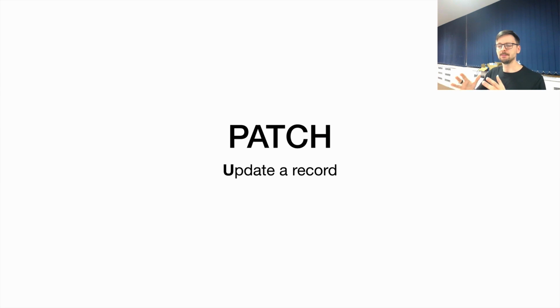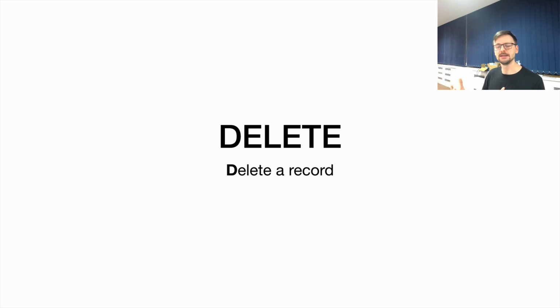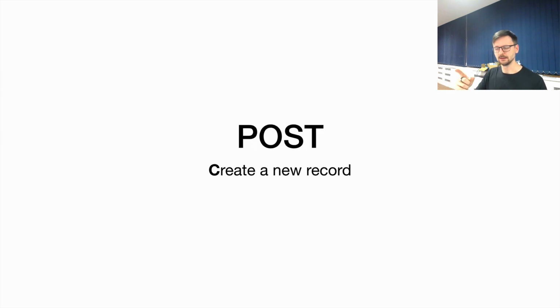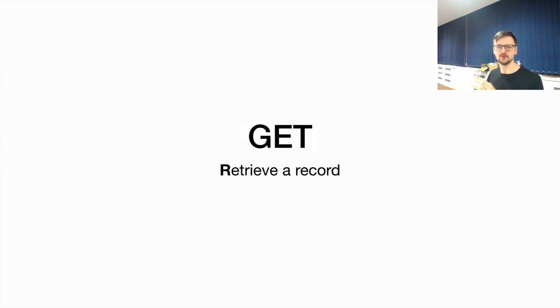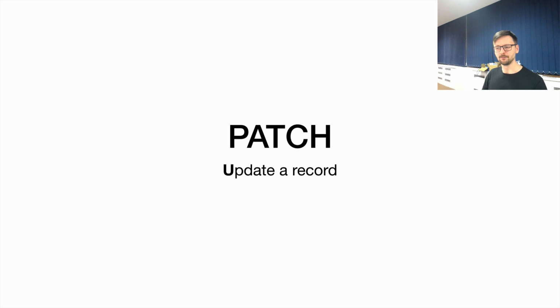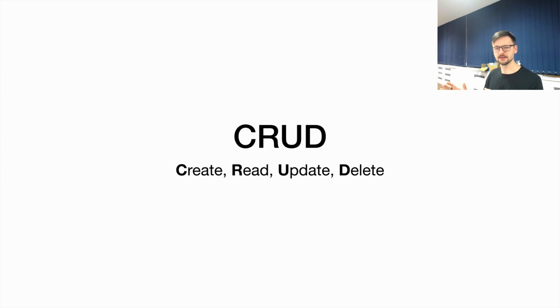If you are using the patch method, it means that you want to update a record, and then delete a record. So let's go again over this list. Note that I just made the C bold. So it's C, create. Get is retrieve or read, so R. Update is U, and delete is D. So it's CRUD. The first letters of those operations constitute this acronym CRUD: create, read, update, and delete. And it's just a way of mapping the HTTP methods to the operations you will be doing in your resource.